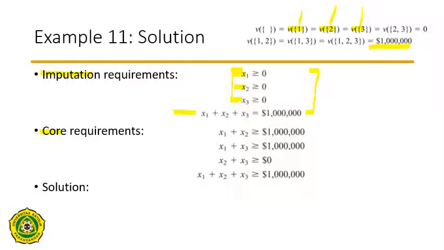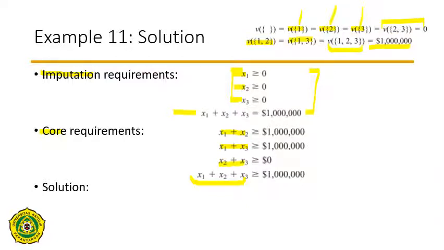And then for the subset of the coalition of two players, we have 1 and 2. The reward that we offer to them must be greater than V12. The reward that we offer to 1 and 3 must be greater than V13. And then for the subset of 2 and 3, the reward that we offer to them must be greater than V23. And finally, the reward that we offer to 1, 2, 3 must be greater than or equal to V123.